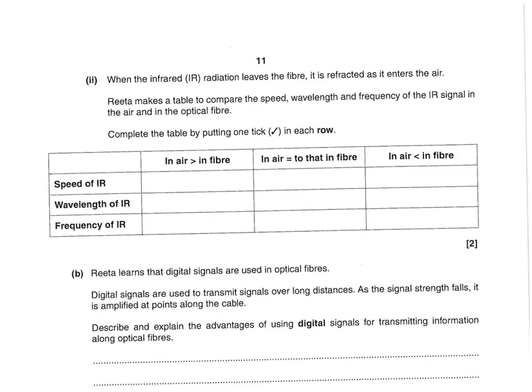When the infrared radiation leaves the fibre, it is refracted as it enters the air. Rita makes a table to compare the speed, wavelength and frequency of the infrared signal in the air and in the optical fibre. Complete the table by putting one tick in each row. So the speed and the wavelength in air is greater than in the fibre, but the frequency will stay the same as in the fibre.